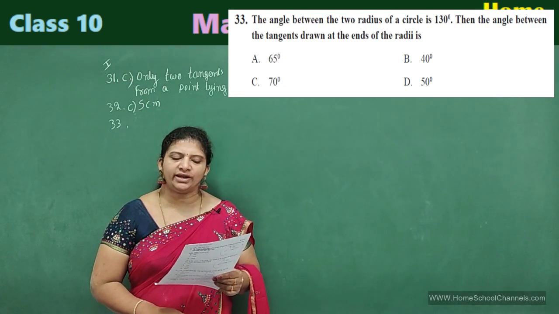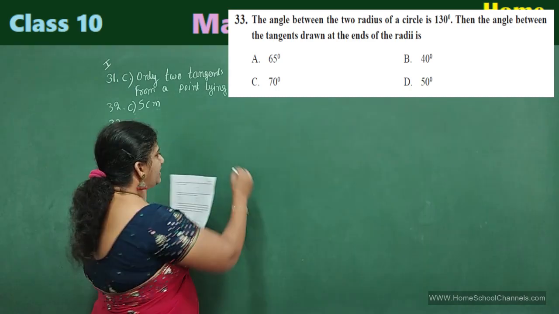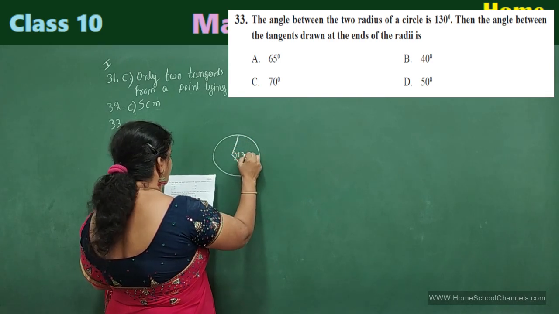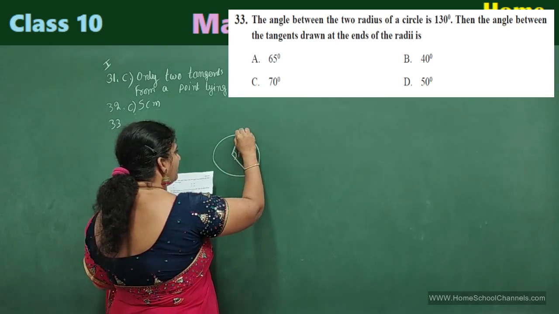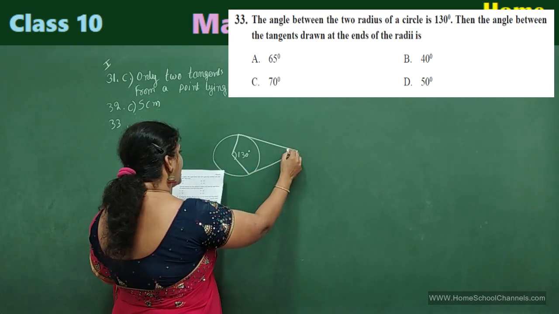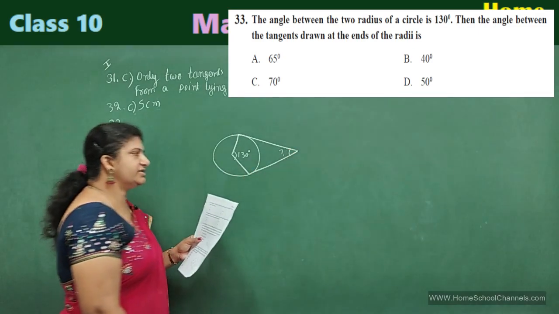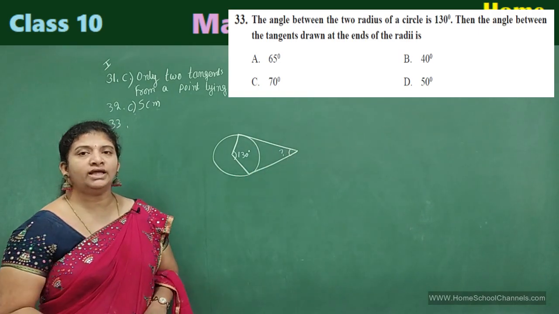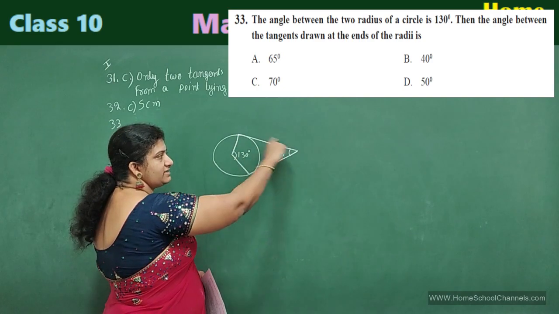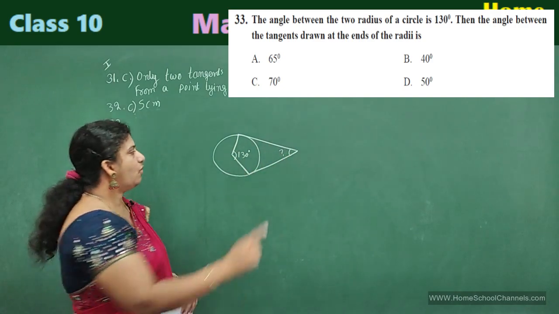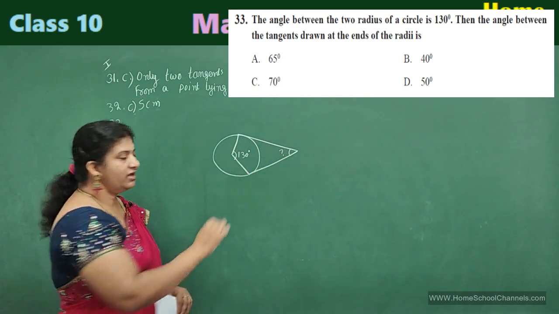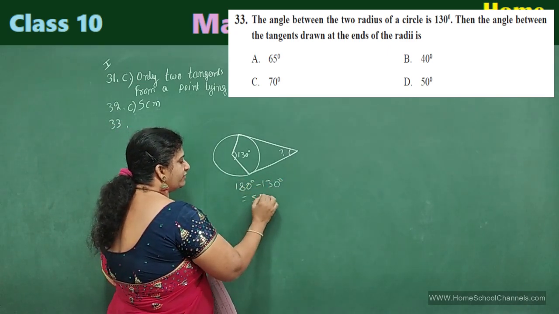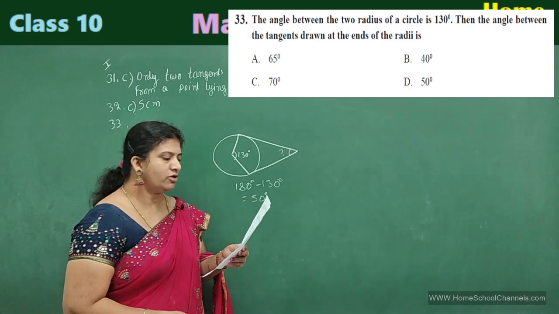33rd question. The angle between the two radii of a circle is 130 degrees. Then what is the angle between the tangents at the ends of the radii? These two are the tangents. What is this angle? We know that the sum of the opposite angles in a quadrilateral is equal to 180. 180 minus 130, it will be 50 degrees. 180 degrees minus 130 degrees is equal to 50 degrees. Your answer. Check for the option. Option D, 50 degrees.